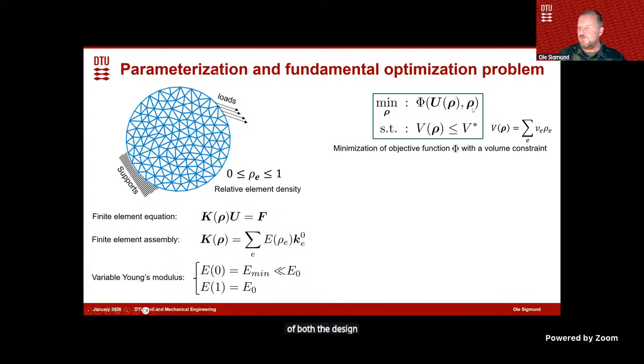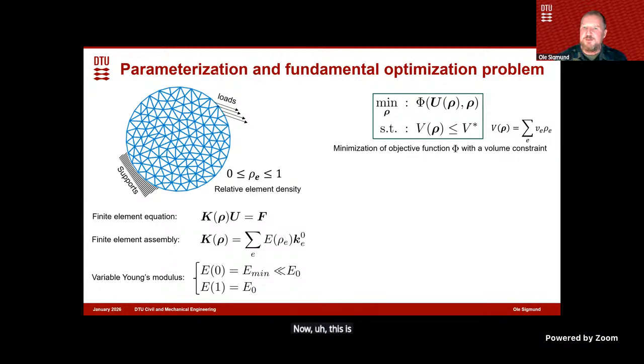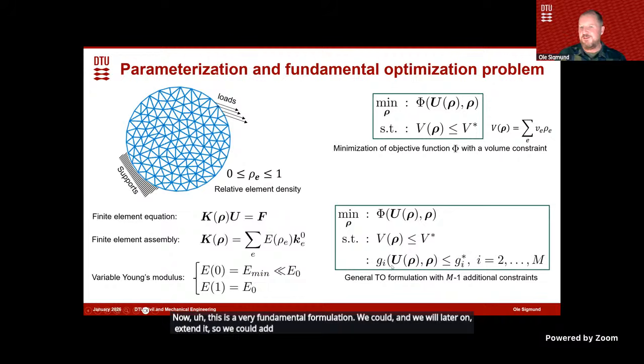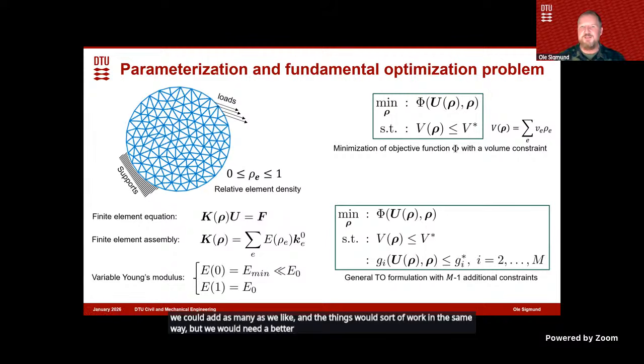the design variables rho collected in a vector and the state vector, which indirectly will be a function of the densities here. And then for now, the simplest problem we could imagine is just putting a volume constraint, where the volume is a sum over the elements times these element densities. Now, this is a very fundamental formulation. We could, and we will later on, extend it, so we could add additional constraint values that again could be functions of the state or the densities. We could add as many as we like, and the things would sort of work in the same way, but we would need a better optimization module for it.